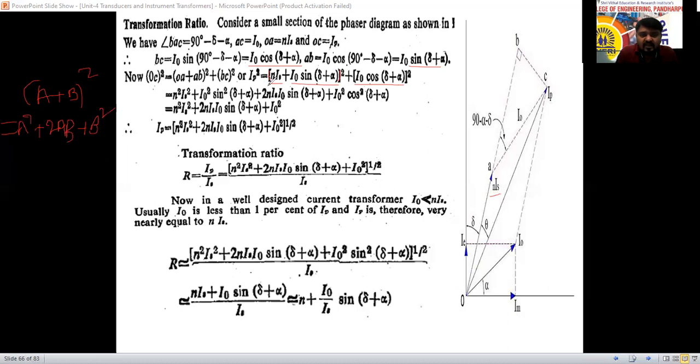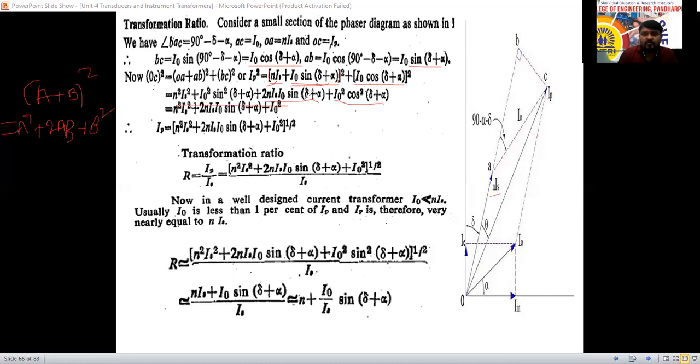So A is nothing but NIS, B is nothing but this complete term we are going to consider. N square IS square plus, we are writing here now, I naught square sine square delta plus alpha plus 2NIS I naught sine delta plus alpha plus I naught, this one whole square, I naught square cos square delta plus alpha. So this we have derived here now.